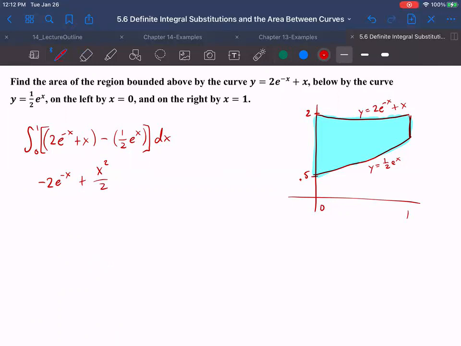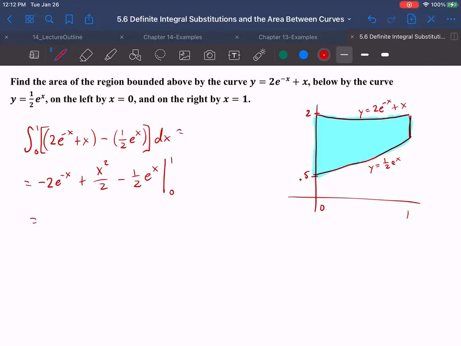Right? Add 1 to that exponent and then divide it by the new exponent, x squared over 2. So the derivative of x squared would be 2x, and it's divided by 2, so it's just x. And now we have 1/2 e to the x. Well, that's easy. 1/2 e to the x, right? That one's super easy. And this whole thing evaluated from 0 to 1.